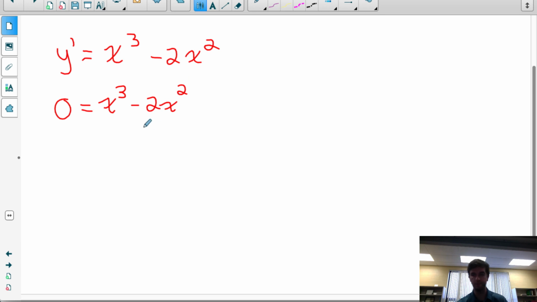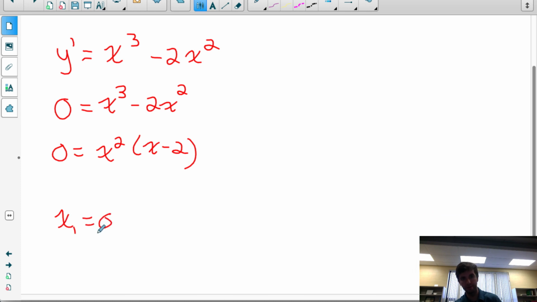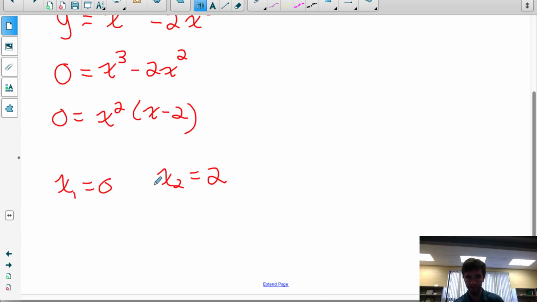Because that would be a place where the function has a horizontal tangent, so that means it may be a max or a min point, or it might not be. But let's check. So let's solve for what values of x make this true. So I could common factor this. I could take out an x squared, get x minus 2. And how could this product be 0? Well, if x squared was 0, the product would be 0. And x squared would be 0 if x was 0. And x minus 2 would be 0 if x was 2. So I have two critical numbers.